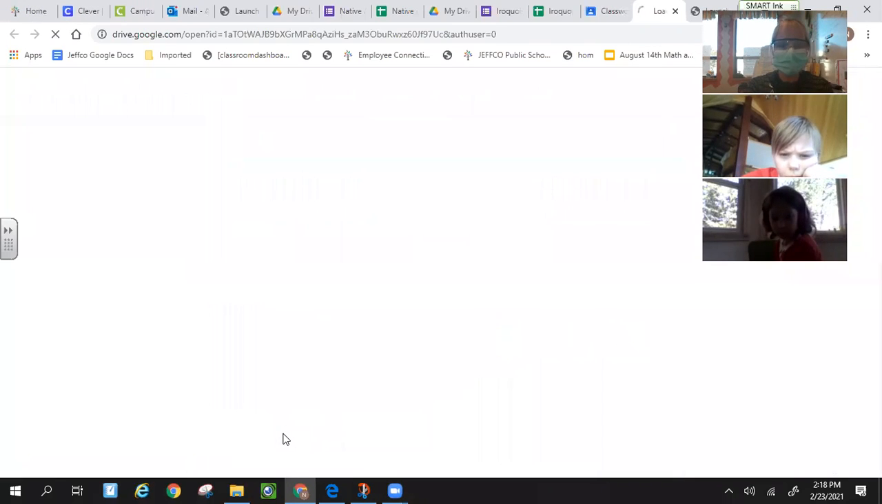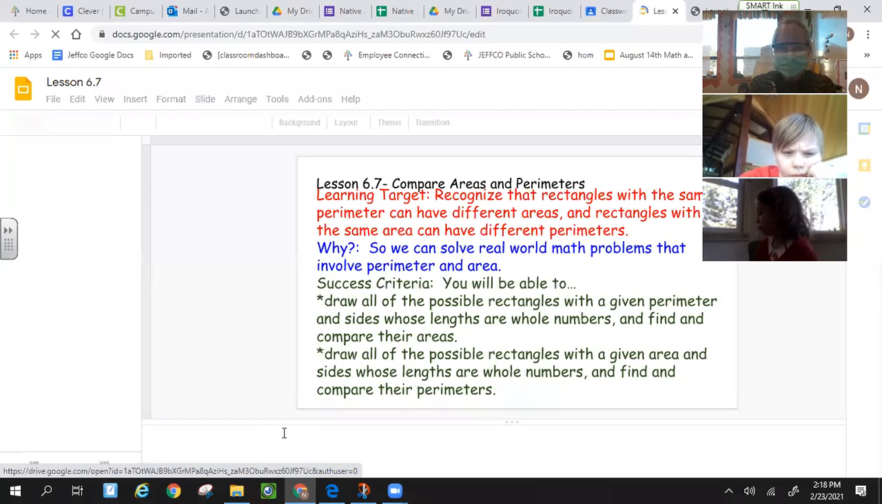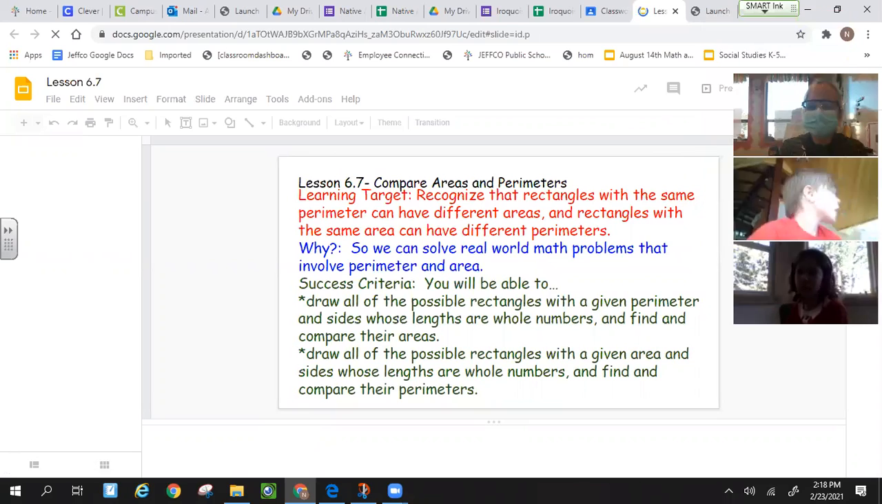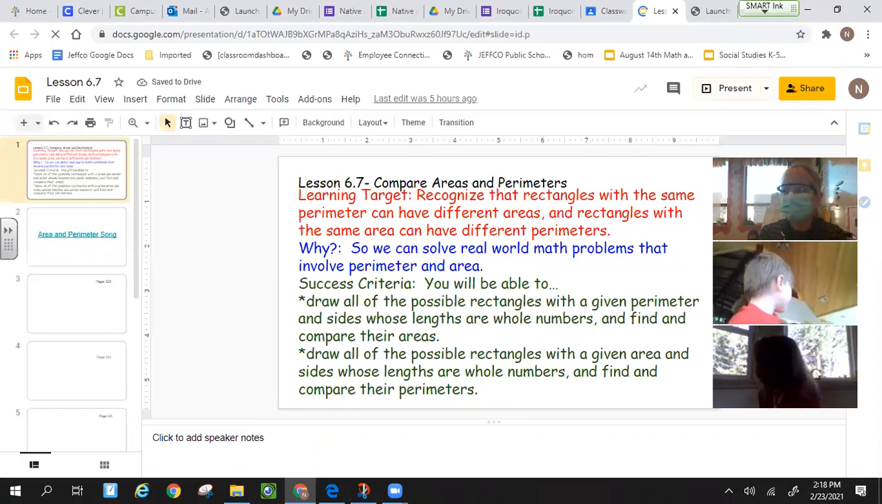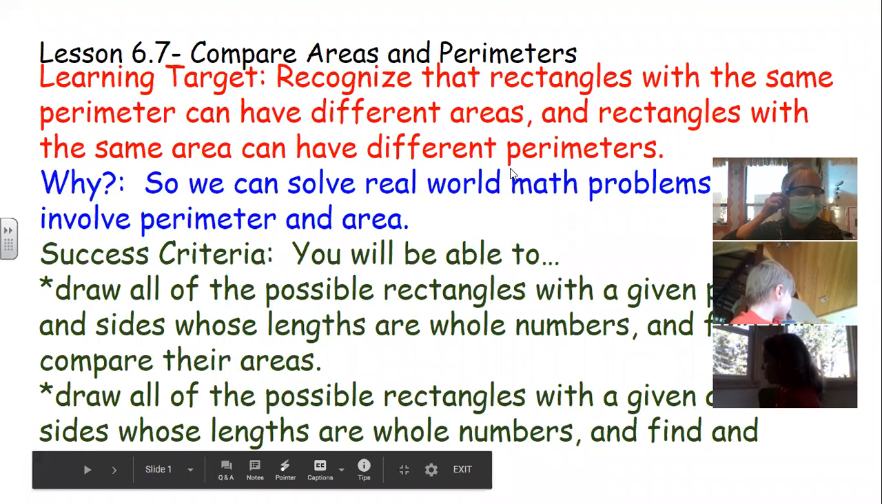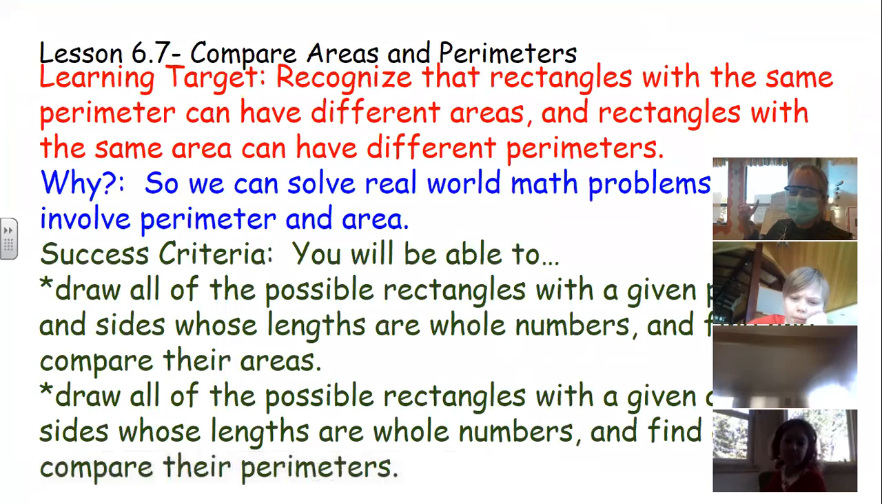And we are looking at lesson 6.7. All right. Our learning target today is to compare areas and perimeters. We're going to recognize that rectangles with the same perimeter can actually have different areas, and rectangles with the same area can have different perimeters. So this will just help us with solving more real world math problems that involve area and perimeter.